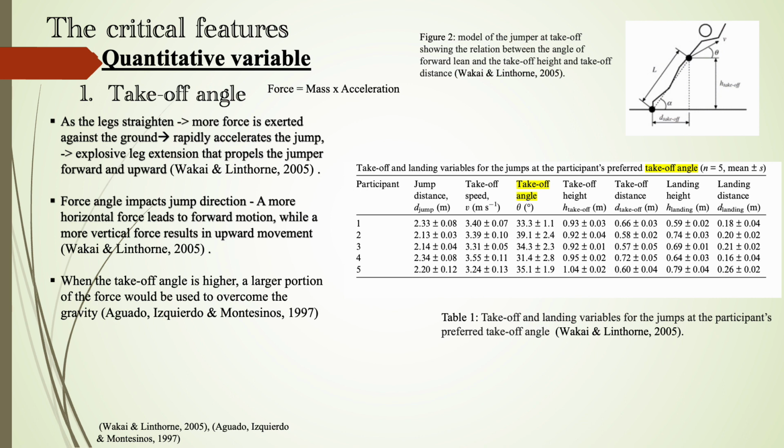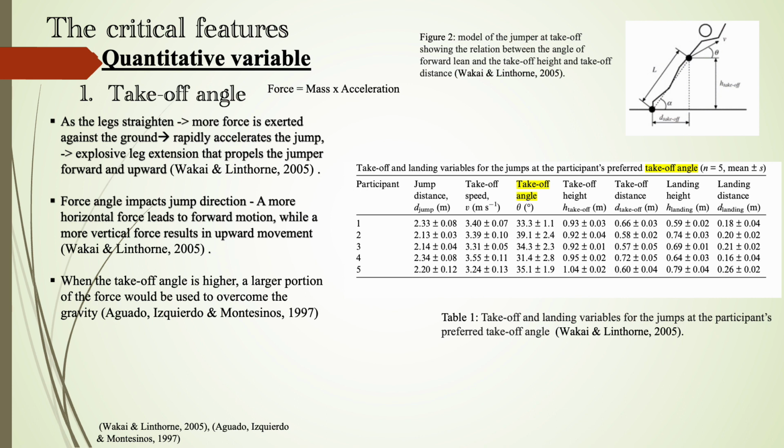Table 1 shows that when a participant performs a lower takeoff angle, which is 33 degrees, they achieve the furthest jump distance, which is 2.34 meters. However, when a participant uses a higher takeoff angle, which is 39 degrees in this case, the jump distance was shorter, which is 2.13 meters.